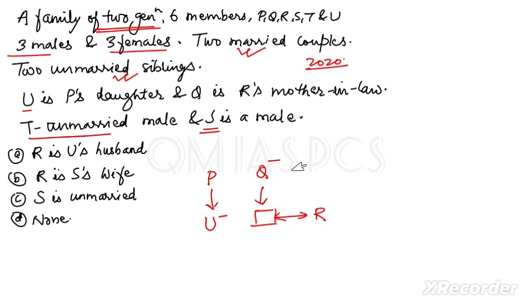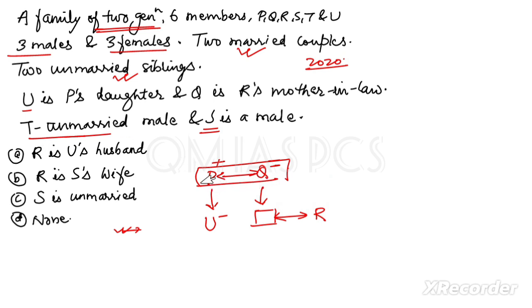That means it is sure that this one should be one generation. Okay, this is minus, then this should be plus and this should be a married couple. This should be the first generation and this should be the second generation. Is it clear? Now it is given that T is unmarried, so I am thinking T should be one of the children of P and Q.